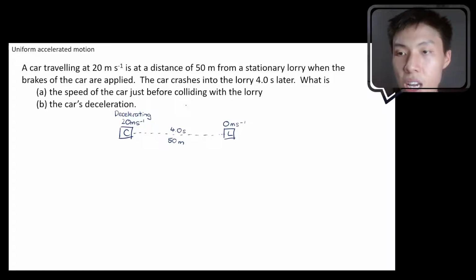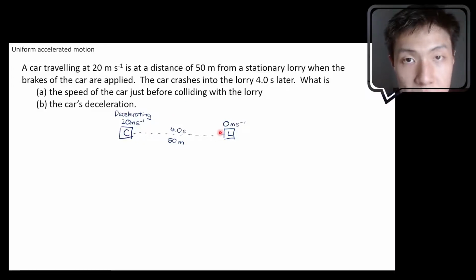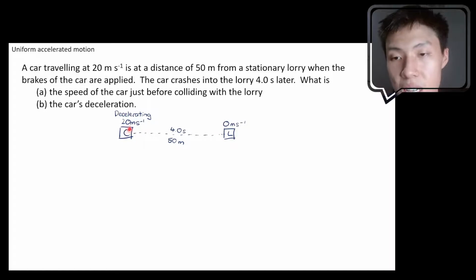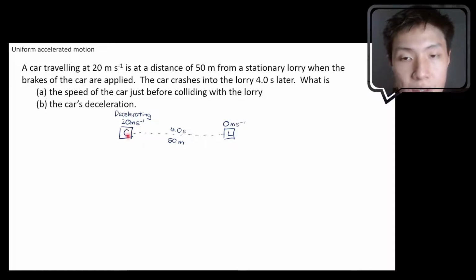So they asked for what? A, the speed of the car just before colliding with the lorry. So they asked for the speed of the car when the car is at somewhere around here. Or you can think of it as what is the speed of the car after it has traveled for this 50 meters over here. So let's proceed with step 2.